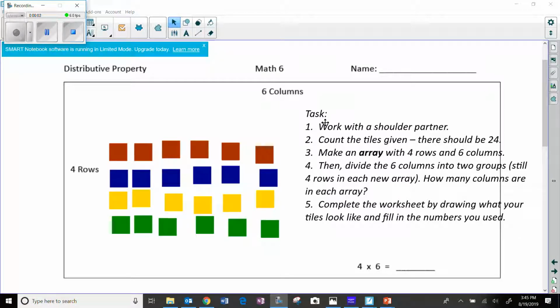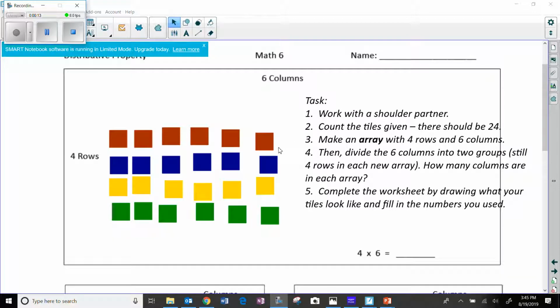Okay, so just a quick rundown of what we did today. So here's the worksheet. Remember we had 4 rows and 6 columns. All right, and if we were to count all of these tiles, of course, we would have 24. You can do that 4 times 6 is 24, or you could count all of these tiles, but you'd have the same answer either way, and that's the whole idea.